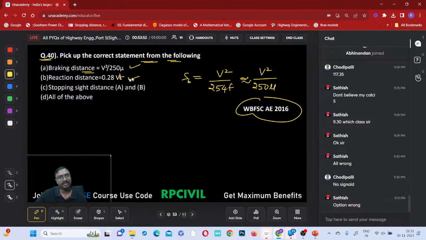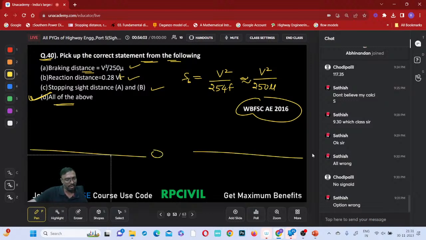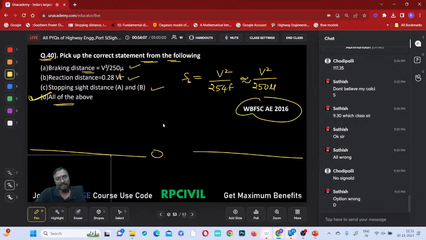Reaction distance, yes, reaction distance is this one, na? Correct only, no? This is lag distance. Stopping sight distance, A and B, correct. All are correct only, no? All the above correct only or not? Which option have I given? I have given the wrong option. D, all are correct. D, all are correct. D only I have given or not?